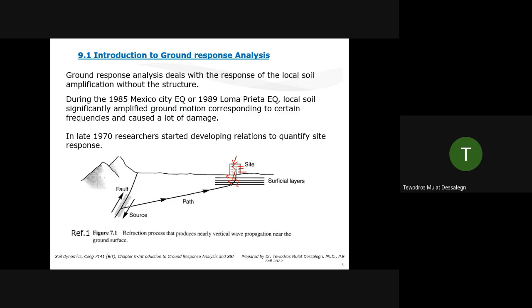So if we are doing the analysis without the structure, that's ground response analysis. If you remove the structure, apply input and propagate that input to the surface, that's called ground response analysis. We need the soil properties. That's why we saw the dynamic properties of the soil, and we can perform linear analysis, equivalent linear analysis, or nonlinear analysis using different software. And there is software capable of doing SSI together with the soil and structure.